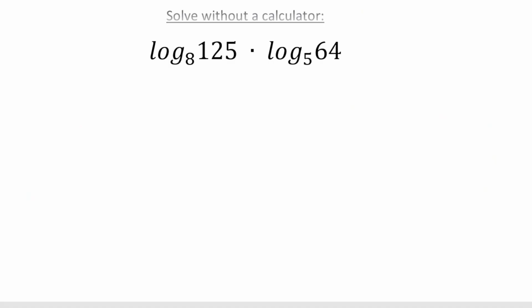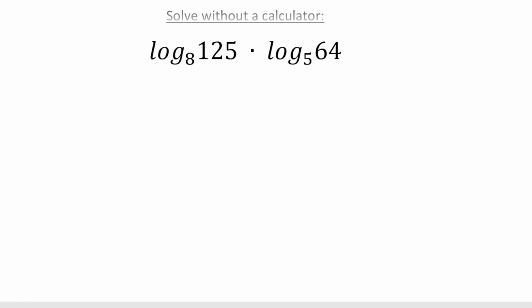Hello, everyone. I got a request from one of my students where we needed to solve a problem involving evaluating logarithms without the use of a calculator. I wanted to do an example of that and show how we can tackle a problem like this. Solve without a calculator: log base 8 of 125 times the log base 5 of 64.